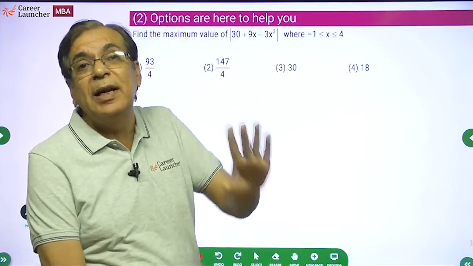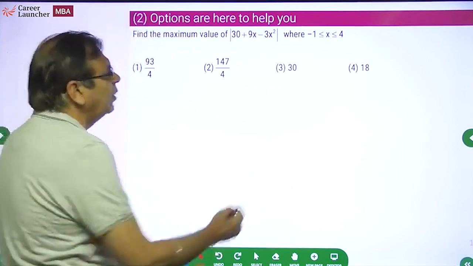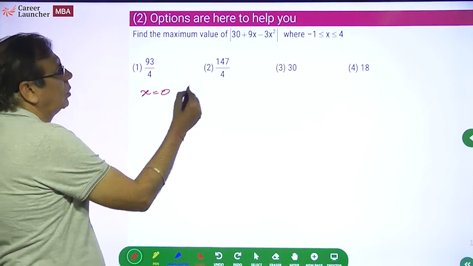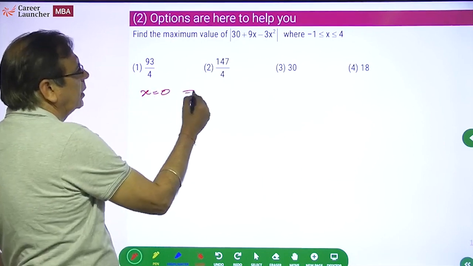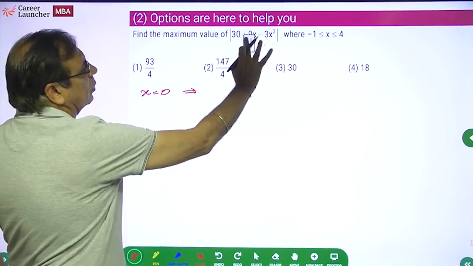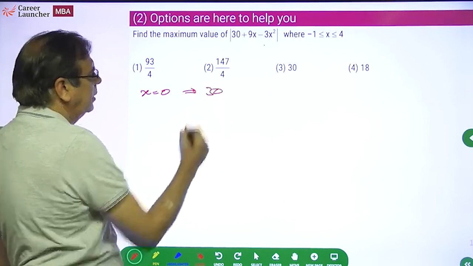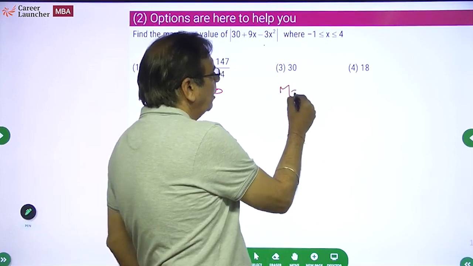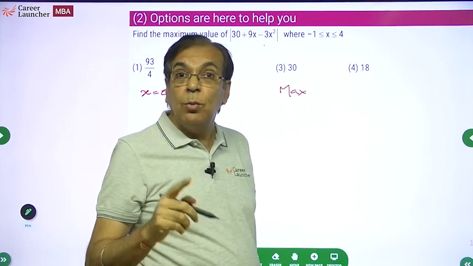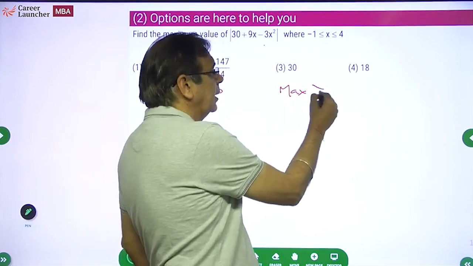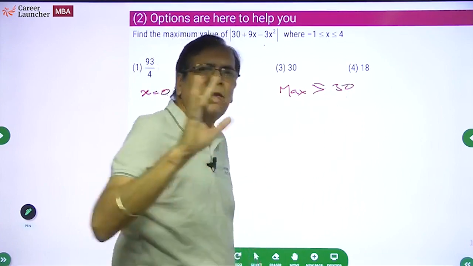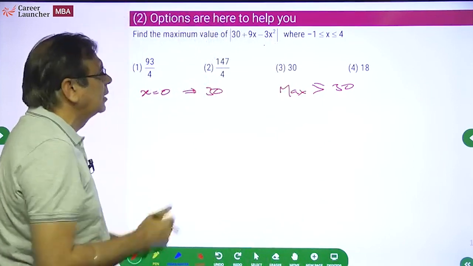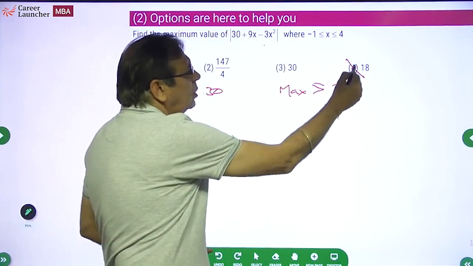Start with the most convenient value. Which is the most convenient value? x equal to 0. So if I say x is equal to 0, what is the value of this expression going to be? 0 plus 0, 30. If at x equal to 0 it is 30, can I say the maximum value has to be either greater than or equal to 30? The maximum value cannot be less than 30, right? Your answer has to be definitely either 30 or more than 30, which means choice 4 is wrong.